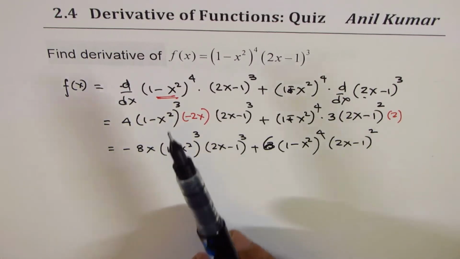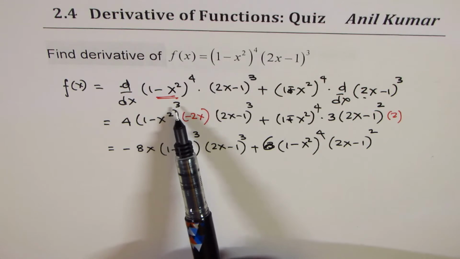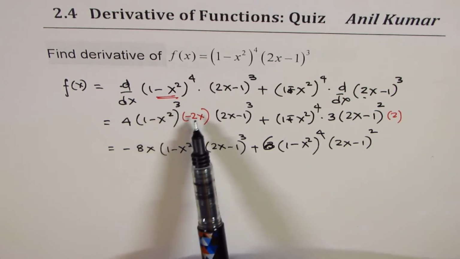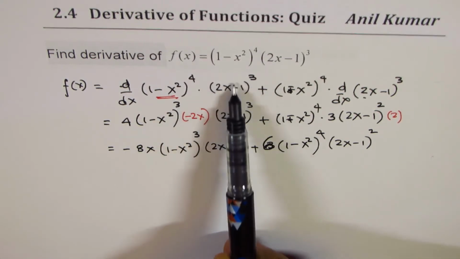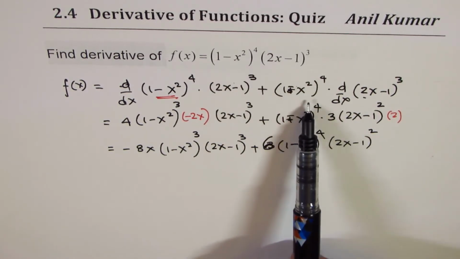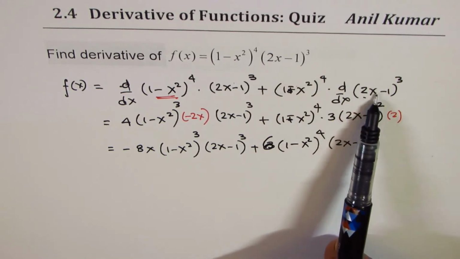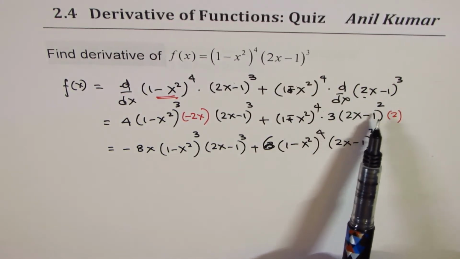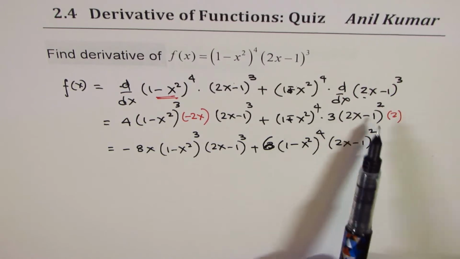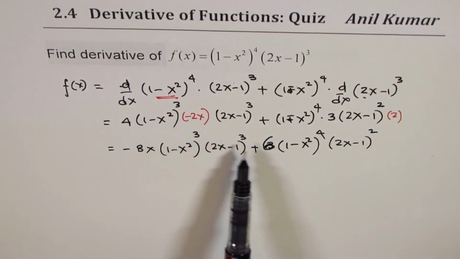Let's recheck. So something to the power of 4 will be 4 times something cubed times the derivative of the inside function. Copy this as such. This is 1 minus x squared to the power of 4, derivative of the second function, which is 3 times 2x minus 1 whole square times 2. Right. 4 times 2 is 8, that is correct.